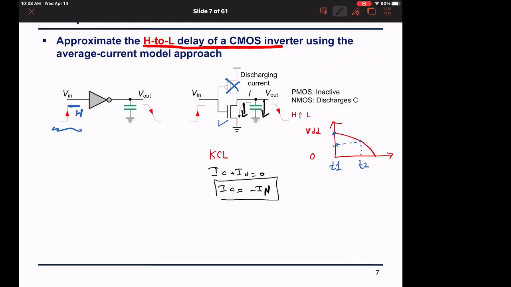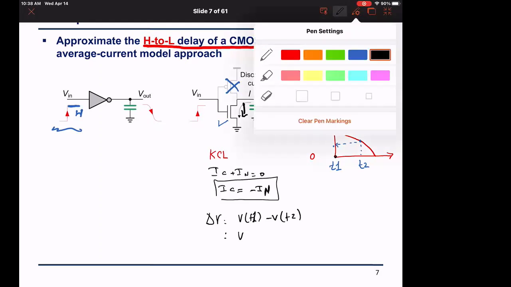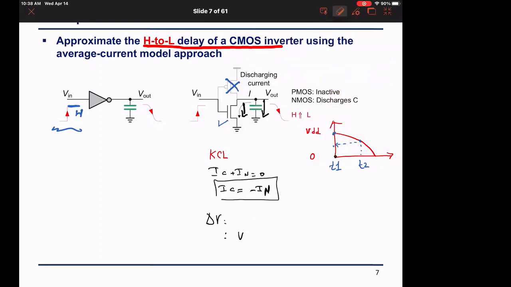And then if I want to find the delta V, what is the delta V on the V out? It is V at T1 minus V at T2. V at time point 1 is equal to VDD, sorry, pardon me, it's V2 minus V1. So the delta V is V2 minus V1. So this is VDD plus 0 over 2 minus VDD, and this is going to be minus VDD over 2.